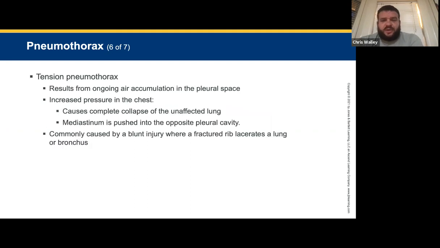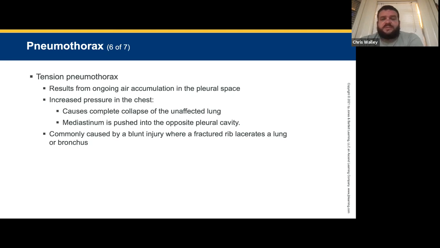So a tension pneumothorax results from ongoing air accumulation in the pleural space. The air gradually increases the pressure in the chest. The mediastinum is pushed to the opposite side. So that's where we get the shifting I was telling you about. So this is the tension pneumo. It's going to create the shift of the mediastinum, and is more commonly caused by blunt injury in which a fractured rib lacerates the lung or the bronchus.